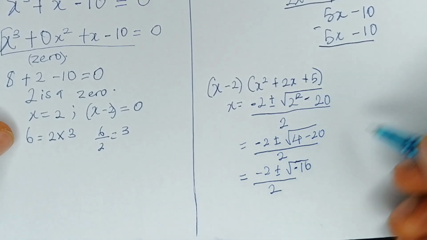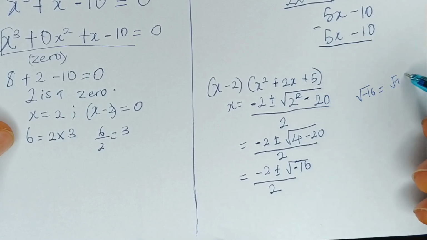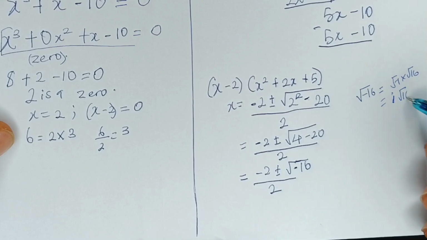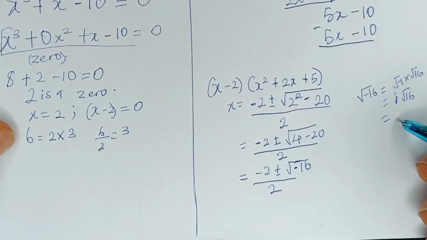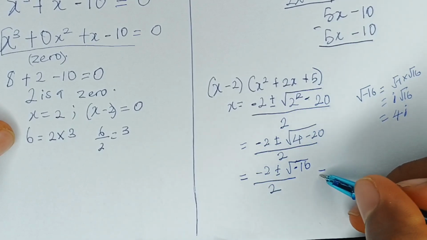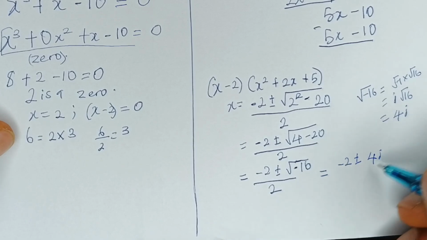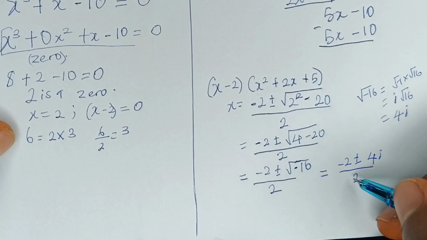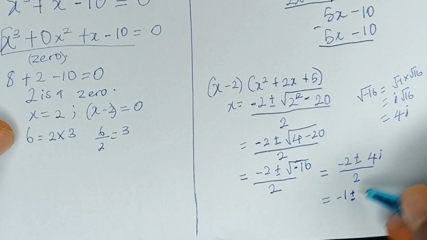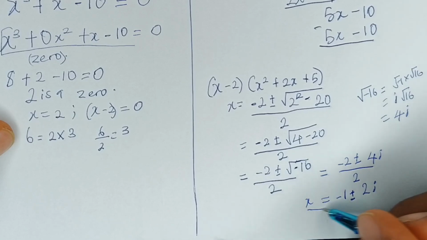Now, you agree with me that the square root of negative 16 is equal to the square root of negative 1 times the square root of 16. And the square root of negative 1 is i. So we have i root 16. And what is the square root of 16? The square root of 16 is 4. So we have 4 times i. Now, we'll just replace this with 4i. This becomes minus 2 plus or minus 4i, all over 2. If 2 goes into this, you have minus 1 plus or minus 2i. So this is the value of x.